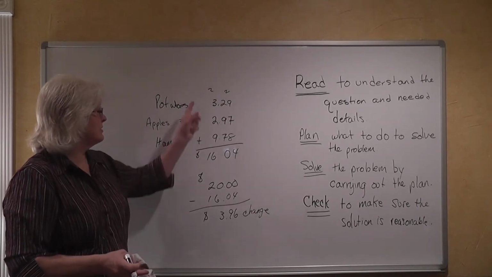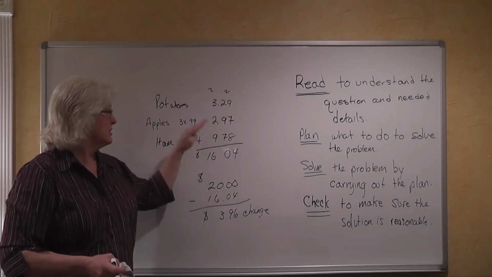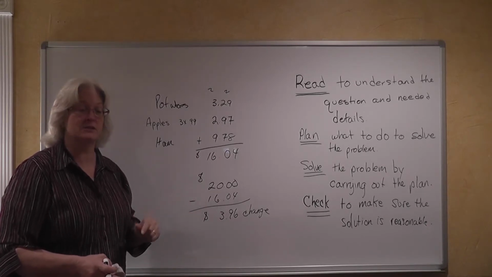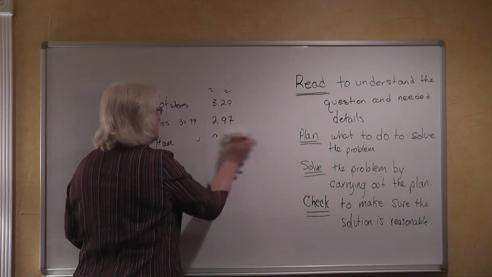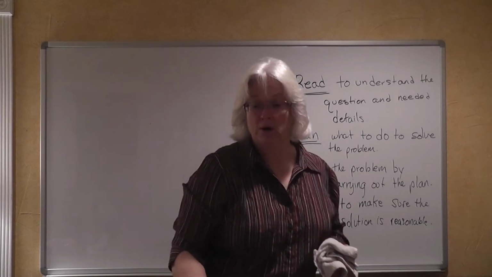So she made sure that she had enough money when she went in there. She stayed within her budget to buy this amount of money, and she has change of $3.96. All right, we'll look at this last problem now. This is skill check number 2, and it's on the next page in your book.